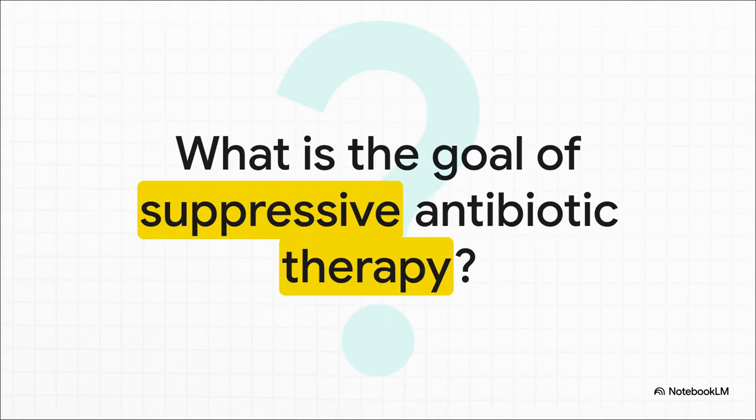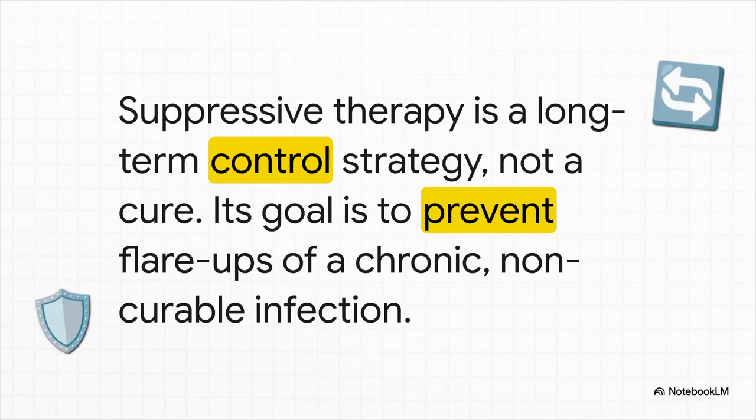And for our final question, let's tackle a more nuanced scenario. When we decide to put a patient on long-term suppressive antibiotic therapy, what is our primary goal? What are we really trying to do? The answer here is B, and this is a critical distinction to make. Suppressive therapy is a strategy for control, not for a cure. In these chronic cases where the hardware can't be removed, the goal is to prevent flare-ups. We're managing a chronic, smoldering fire that can't be put out completely. We're aiming for control, not eradication.